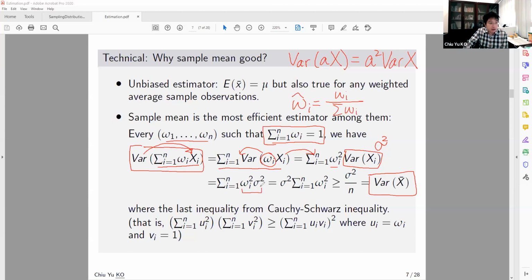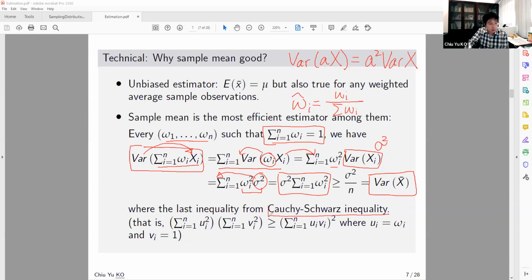And this sigma square is common to each one, so sigma square can be taken out. Okay, so we have this one. What we want is to show this is bigger than this one. To show this, we have to rely on something called, if you have learned advanced math, the Cauchy-Schwarz inequality.